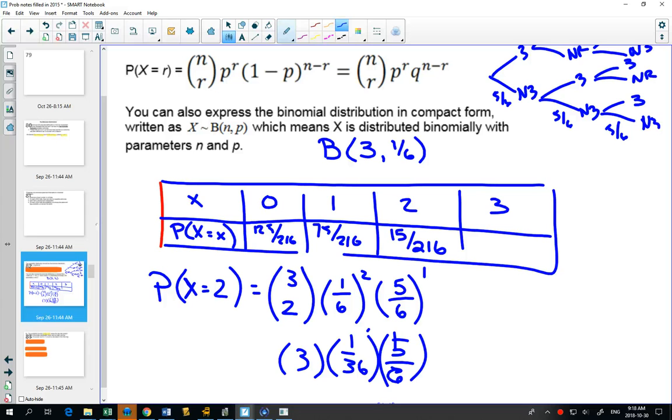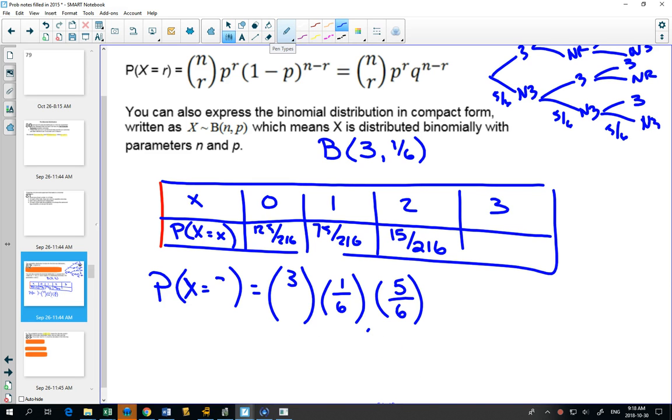And finally, the last case is getting all 3 3s, the least likely option. We would now have the probability x equals 3. 3 choose 3. The 1/6 happens 3 times. The 5/6 doesn't happen at all. The 3 choose 3 is telling us there's only one branch where that's going to happen in your tree diagram. The 1/6 in that branch happens 3 times, which gives us 1 out of 216.